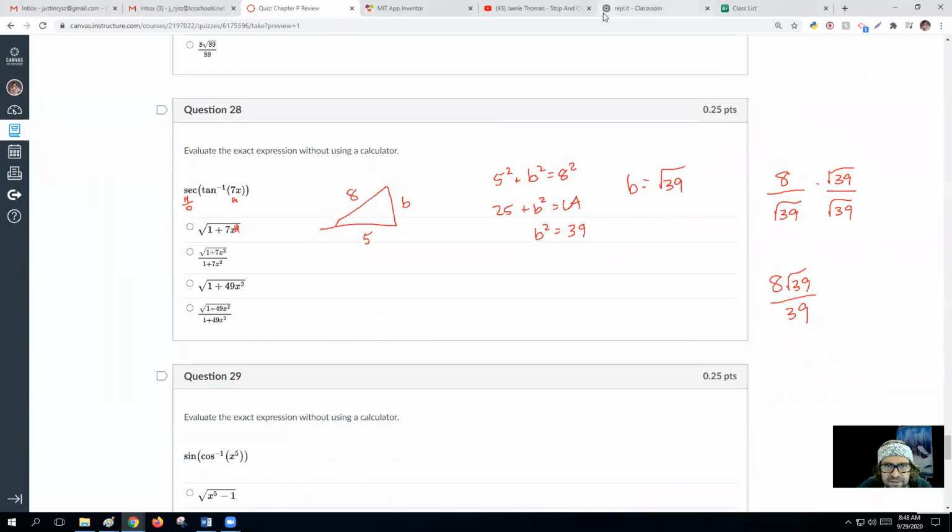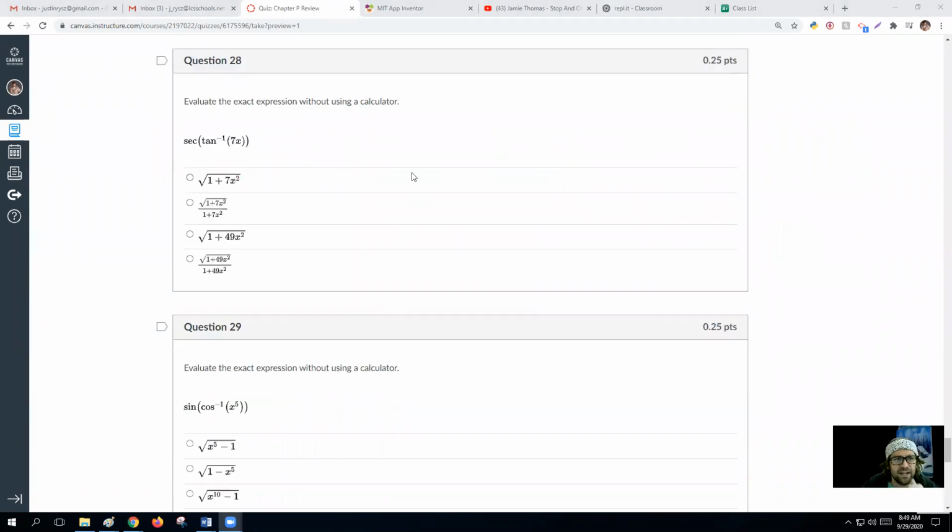All right, a couple more fun ones. Here we go. I think there are 32 total problems that we're doing. Okay, what's the expression of the secant of the tan inverse of 7x?